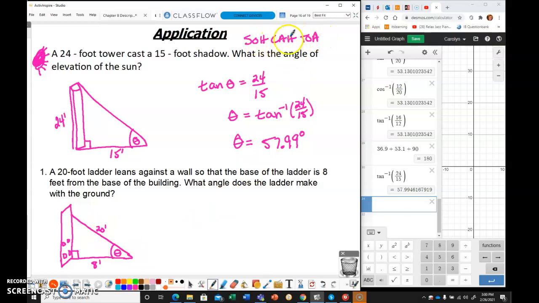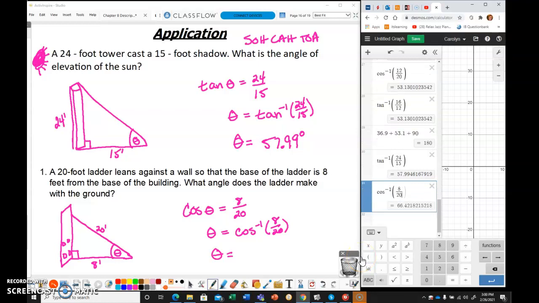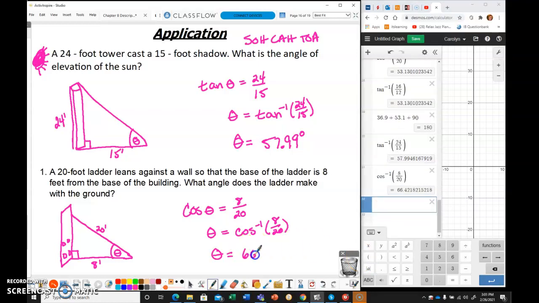So the ratio that uses that is cosine. The cosine of theta is going to equal the adjacent, which is 8, over the hypotenuse, which is 20. To get the cosine to the other side, I do the inverse cosine of 8 over 20. I put that in my calculator, and the inverse cosine of 8 over 20 is a 66.42 degree angle.